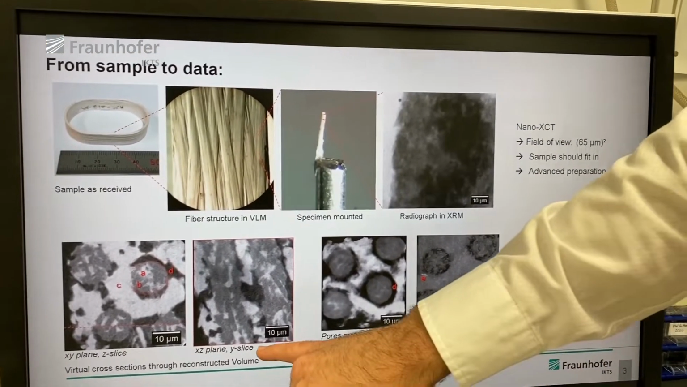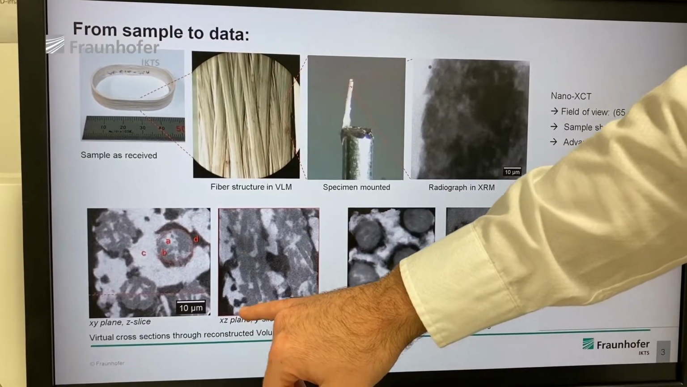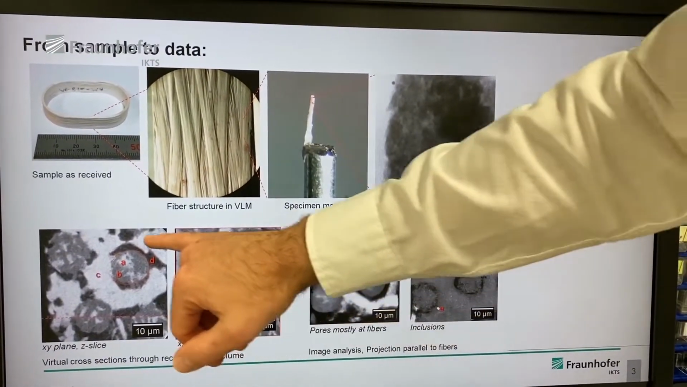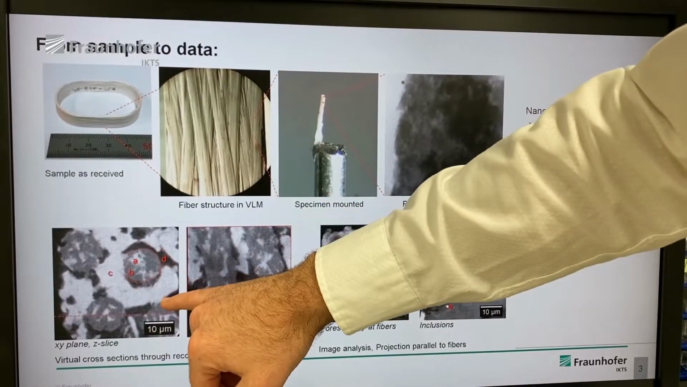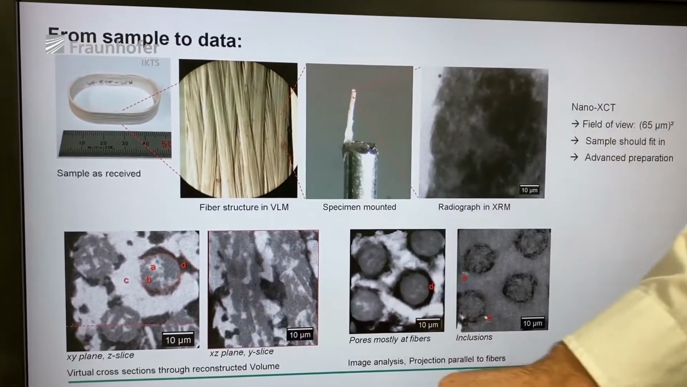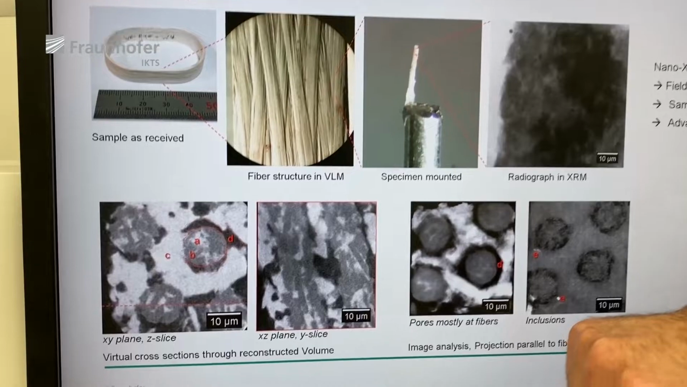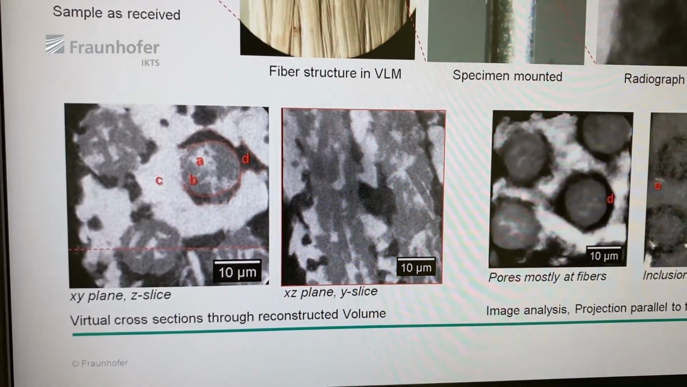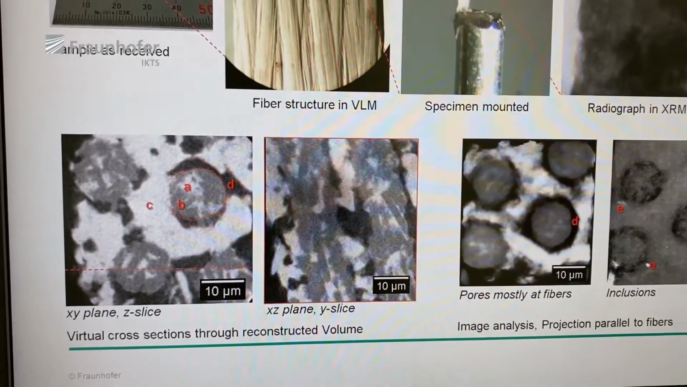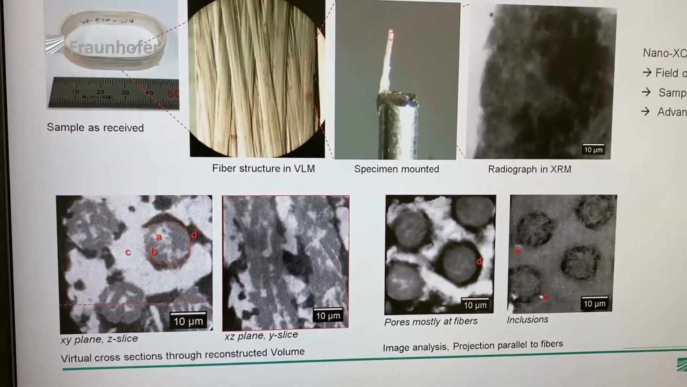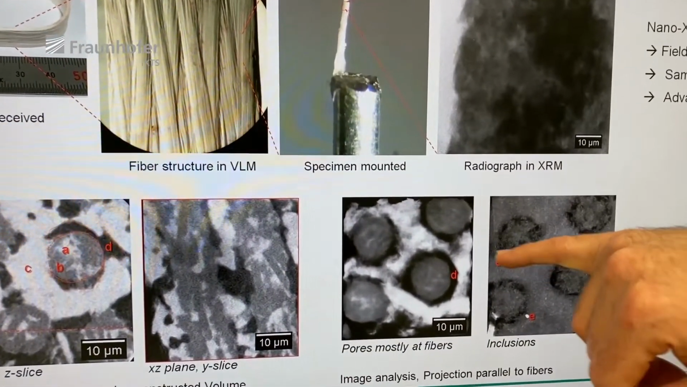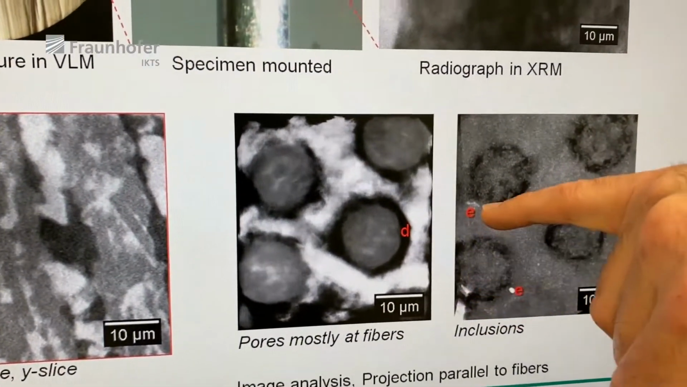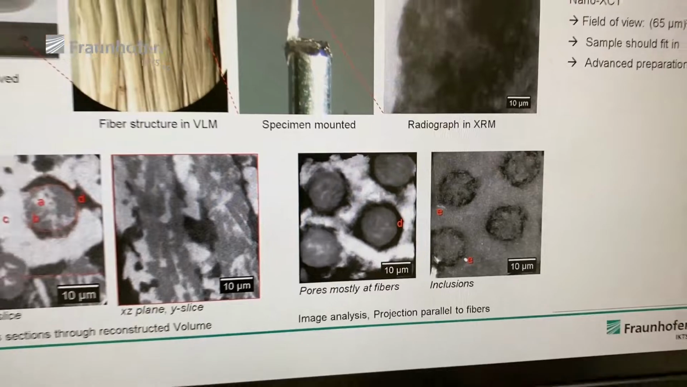reconstruction by filtered back projection, we have a 3D data set where we can do arbitrary cross sections in different directions. So we can look at the fiber cross section, we can see the different phases inside the matrix and the fibers here in this example. And we then can apply different image analysis methods to highlight the pore distribution around the fiber, or also to look for inclusions here in bright.